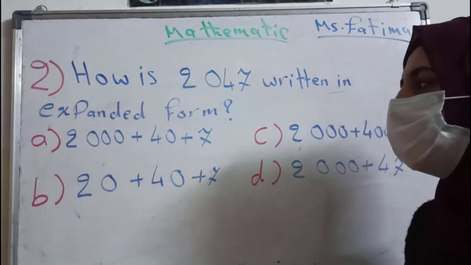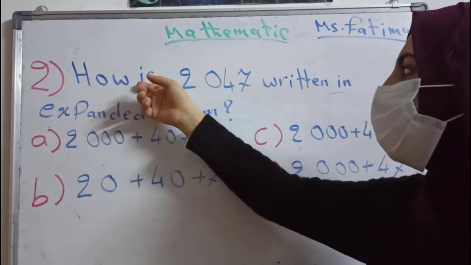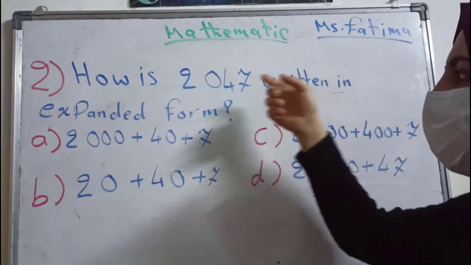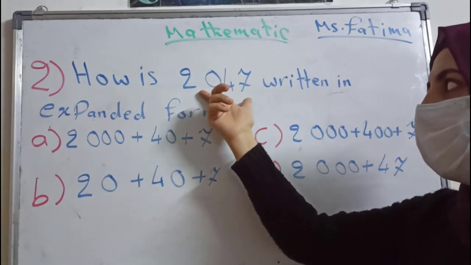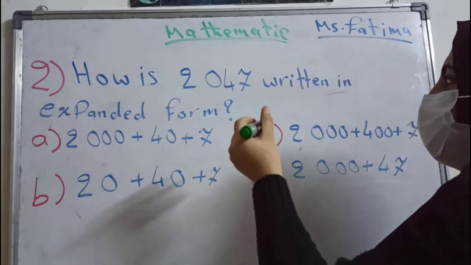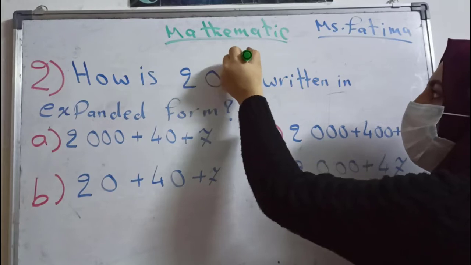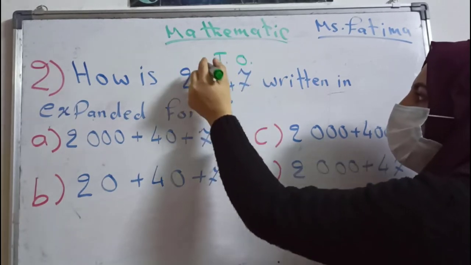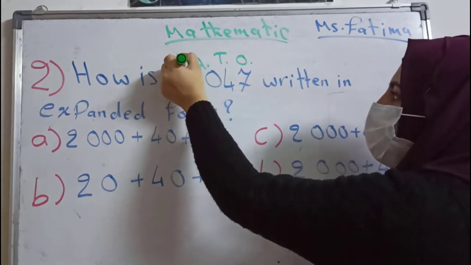Now students, we get to solve equation 2. In equation 2, how is 2047 written in expanded form? We have this number, how can we write it in expanded form? First, let's write the digits of it here. We have 7 in ones, 4 in tens, 0 in hundreds, and 2 in thousands.